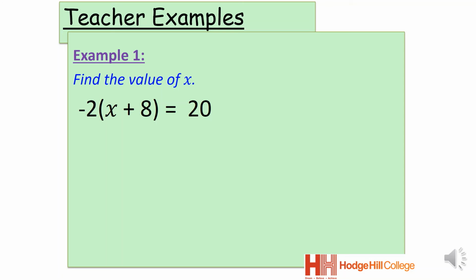Okay, so now we have a slightly different example. We have a negative in front. So we're going to times that negative 2 by every term inside of the brackets. So step 1, expand the brackets.